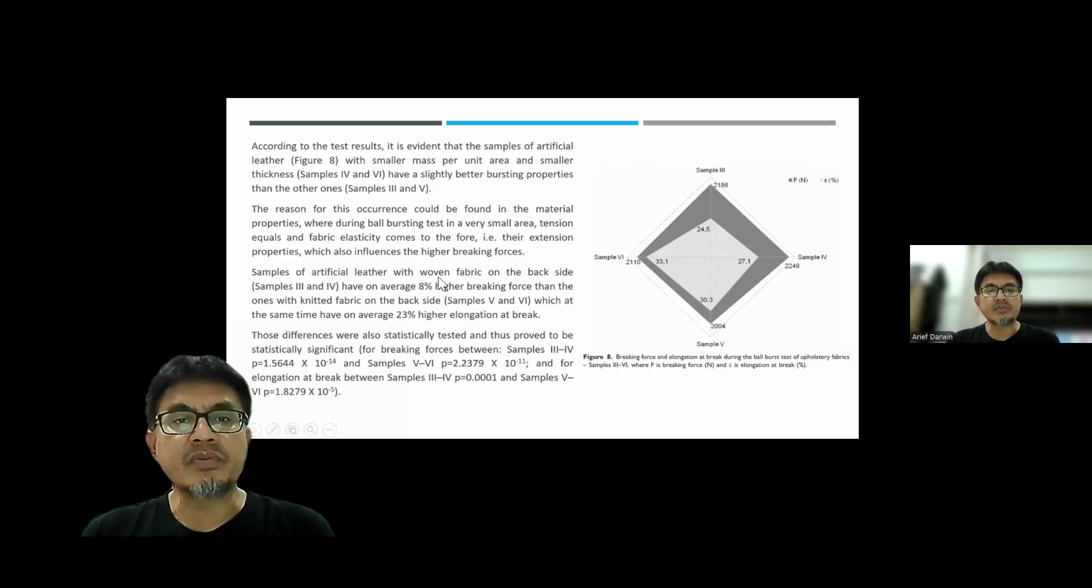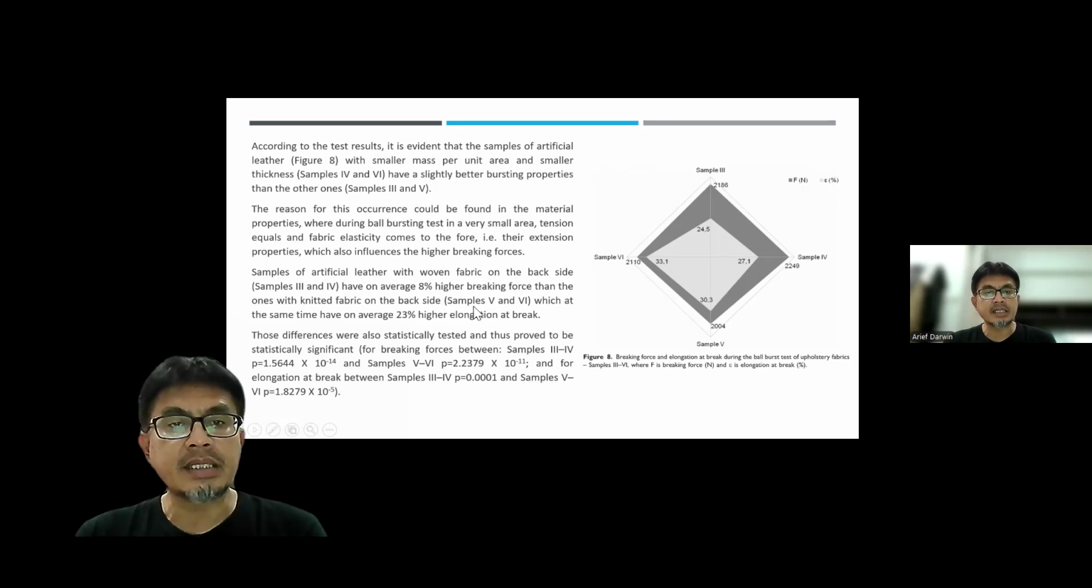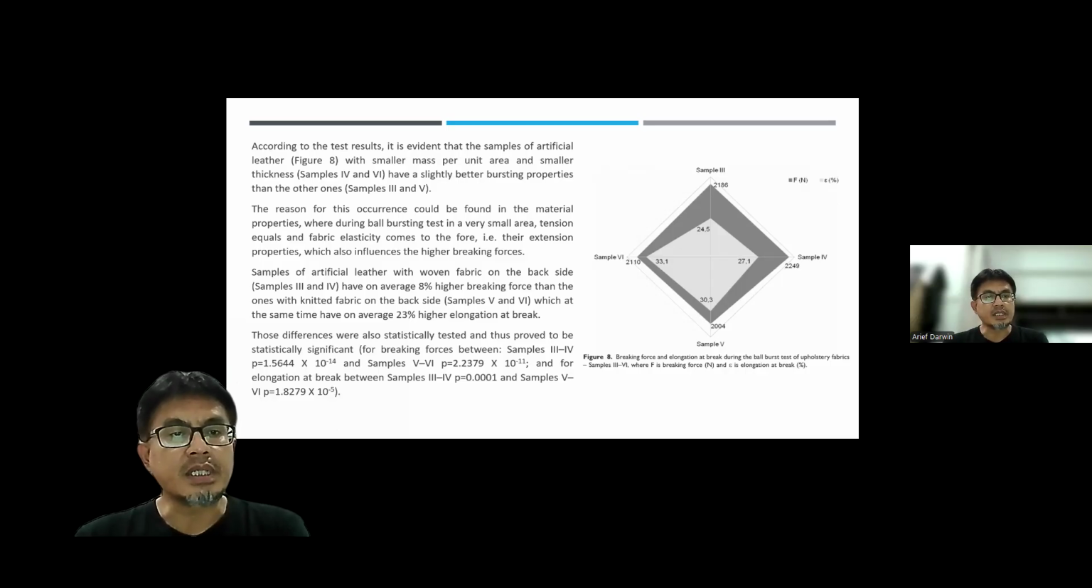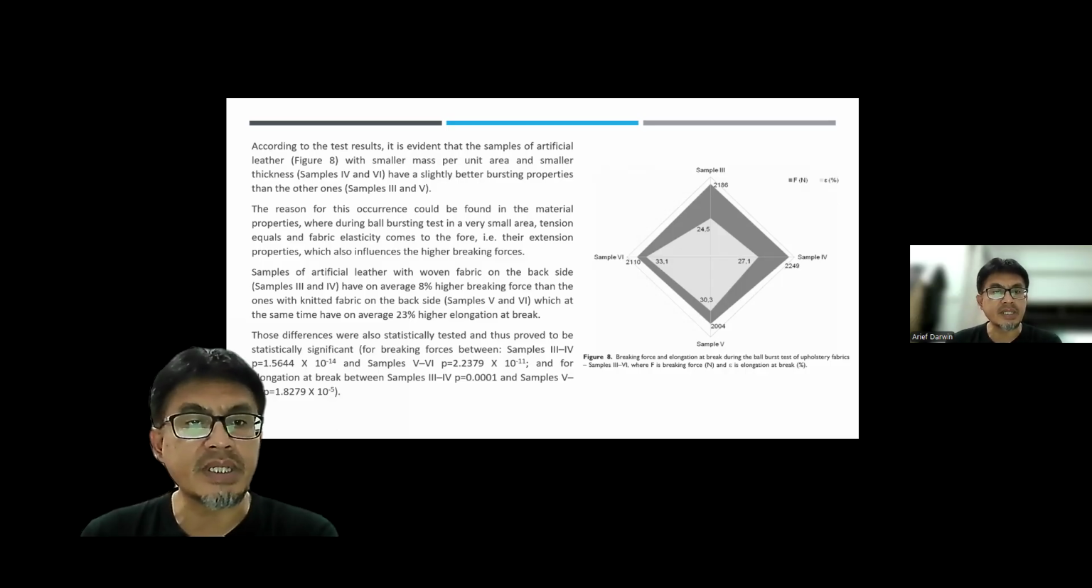Samples of artificial leather with woven fabric on the backside, which are samples 3 and 4, have on average 8% higher breaking force than the ones with the knit fabric on the backside, which are samples 5 and 6, and at the same time have on average 23% higher elongation at break. Those differences were also statistically tested and proved to be statistically significant.